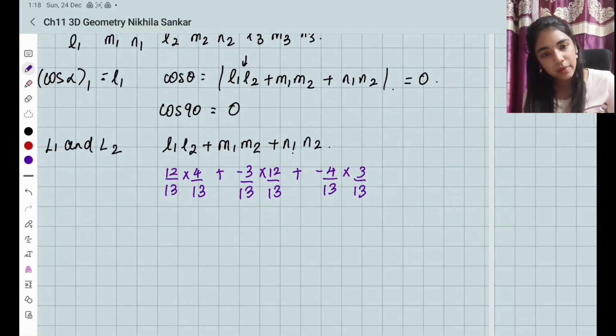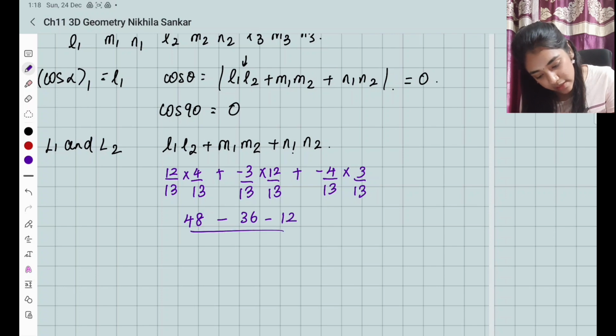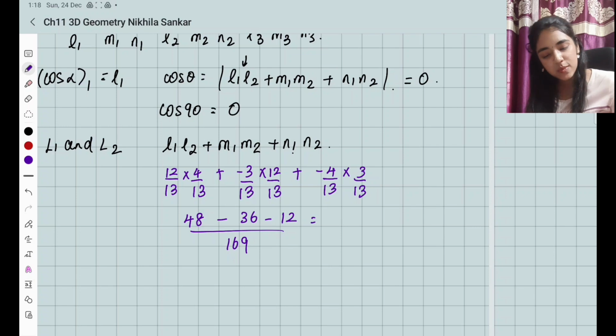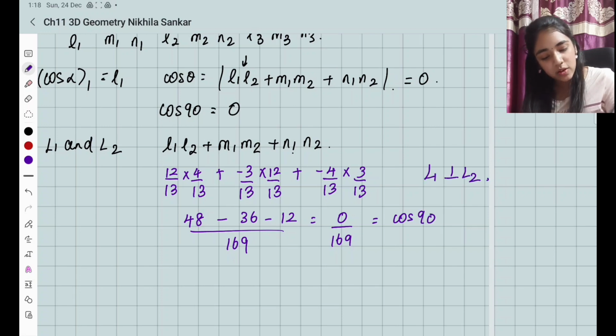இப்போ divided by 13 வந்து காமனா இருக்கு. So I can write this as 12 3 4s are 48 minus 12 3s are 36, 4 3s are 12. So minus 12 divided by 13 into 13 is 169. So minus 36 minus 12 is minus 48. 48 minus 48 is going to be 0 divided by 169, which means this is going to be cos 90. So I see that L1 is perpendicular to L2. Line 1, line 2 ரெண்டுமே perpendicular னு prove பண்ணியாச்சு.